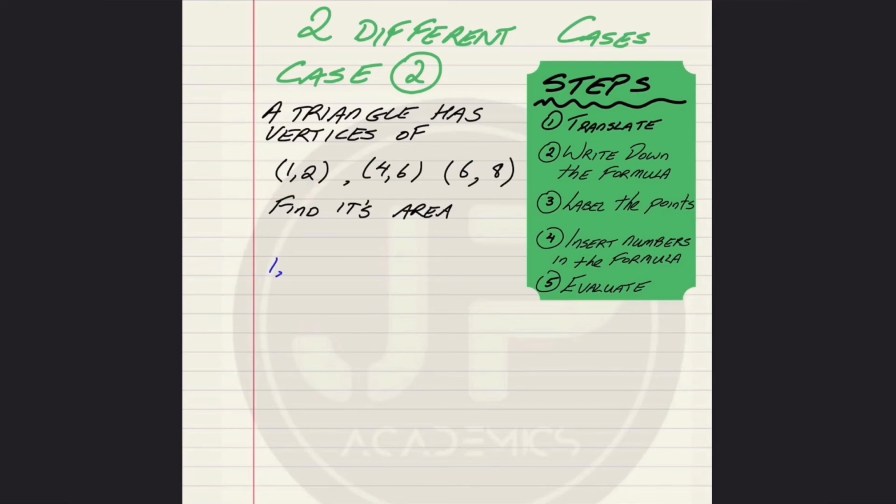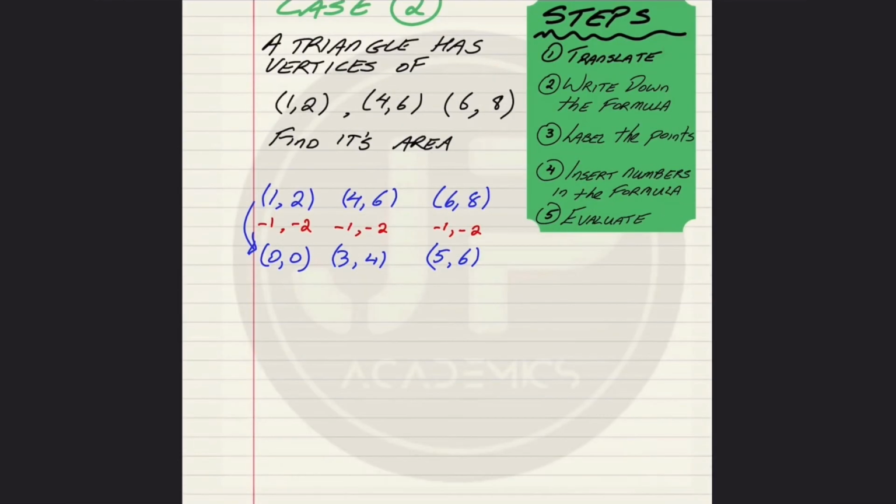I'm going to write down my 3 points here again. And I want this one to become 0, 0. So to get 1, 2 to become 0, 0, I need to take away 1 from the x coordinate and I need to take away 2 from the y coordinate. And I need to repeat this translation for both of the other points. So -1, -2, and -1, -2. That gives us new coordinates of 3, 4, and 5, 6. I've now completed my translation, so go on to the second step.